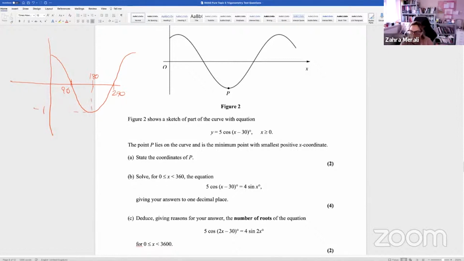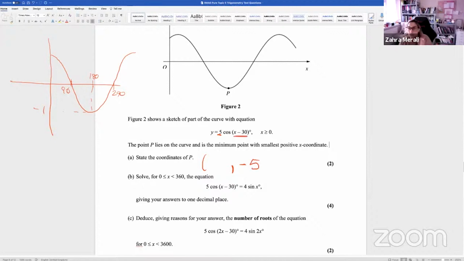Okay, so what are we doing here? Whatever's outside the bracket affects the y. So the y is affected by 5. The y's do exactly what you expect them to. You're multiplying the y coordinate by 5. So instead of minus 1, my y coordinate is going to be minus 5.